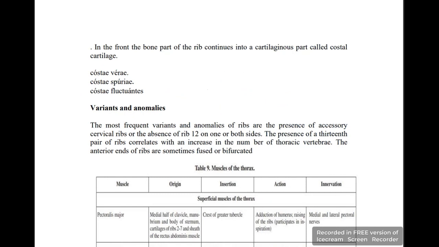Now, see, okay, this detailed structure is okay, but what are the variants and anomalies in the ribs? Most frequently in ribs, there is the presence of an accessory cervical rib or the absence of the 12th rib on one or both sides, and the presence of a 13th pair of ribs correlates with an increase in the number of thoracic vertebrae. The anterior ends of the ribs are sometimes fused or bifurcated. Now, these 3-4 points are the variants and anomalies of the ribs.